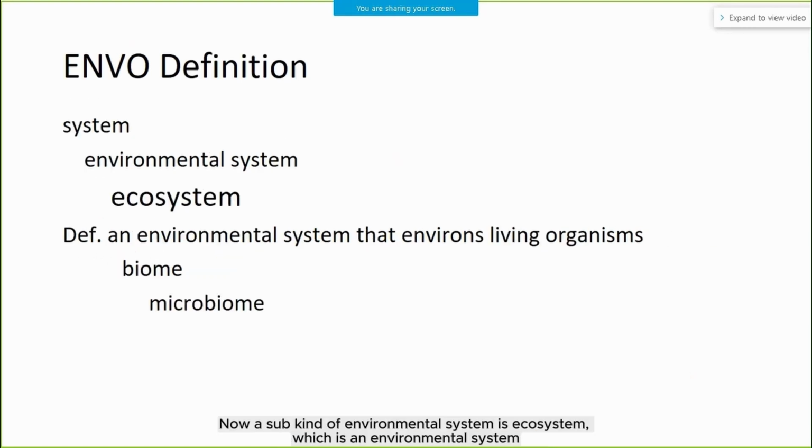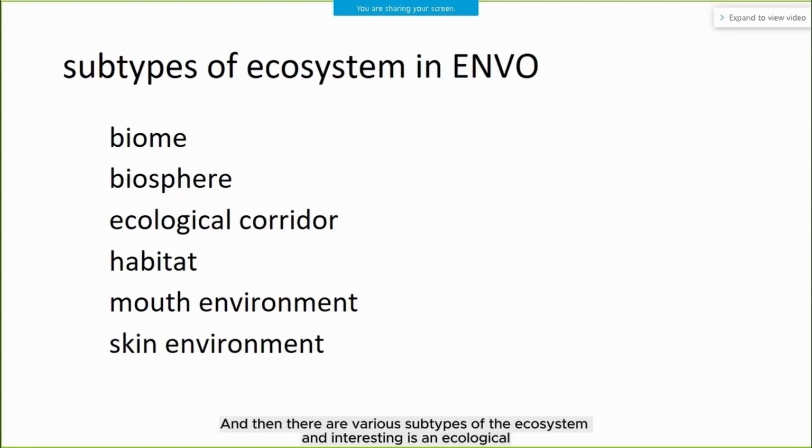Now, a sub-kind of environmental system is ecosystem, which is an environmental system where we really are dealing not with suitcases, but organisms. And then there are various subtypes of ecosystem. And interesting is an ecological corridor. An ecological corridor is something that doesn't environ the organisms in it, but they just pass through it. They're not causally affected by the corridor.